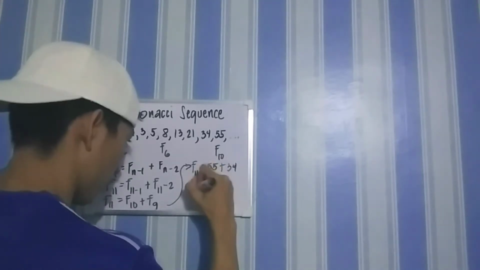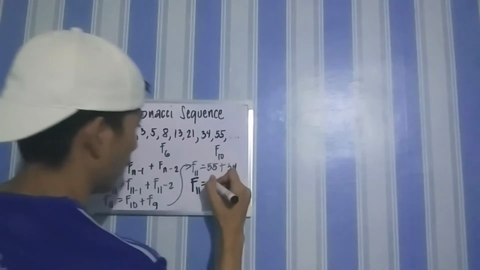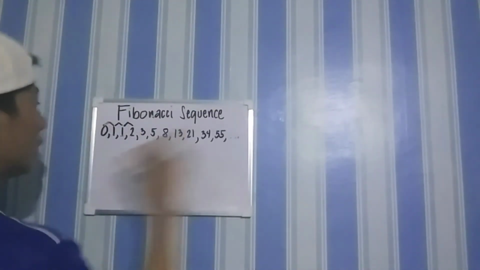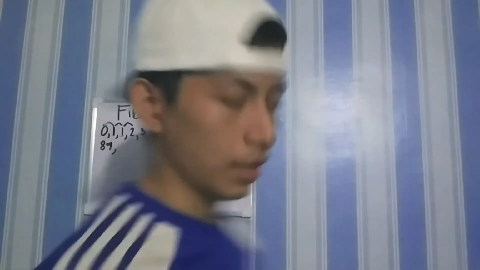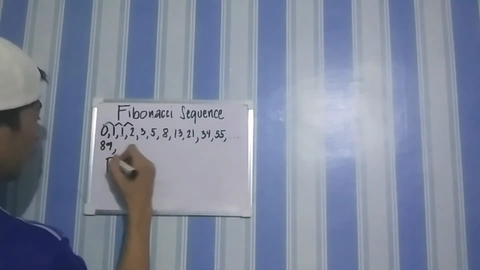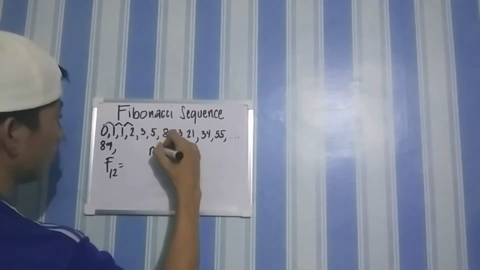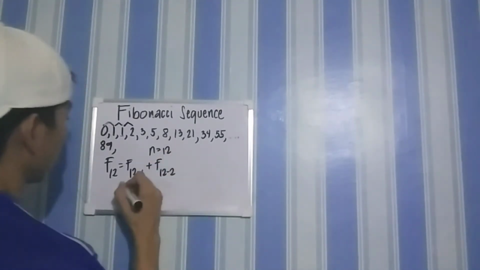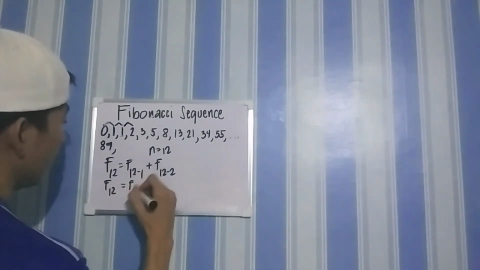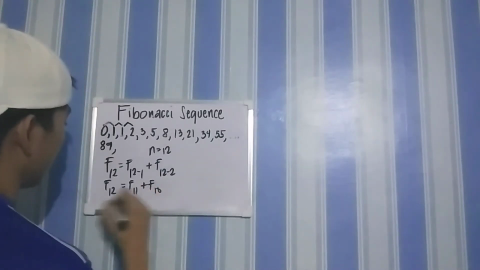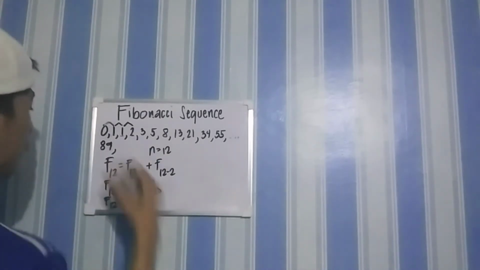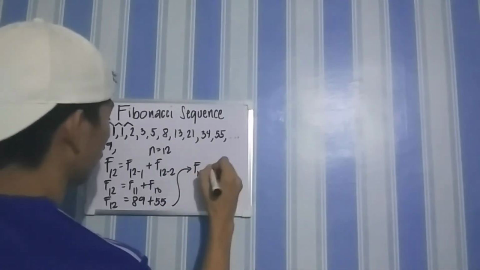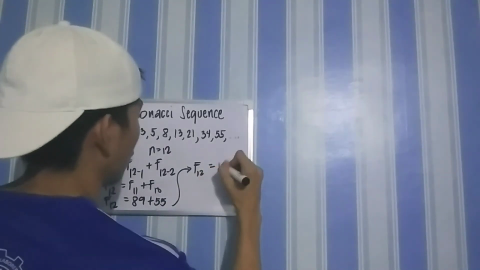So our f sub 11 is equal to 89. So our f sub 11 now is equal to 89. So let's say we're looking for f sub 12. Our n is equal to 12. F sub 12 is equal to f sub 12 minus 1 plus f sub 12 minus 2. F sub 12 is equal to f sub 11 plus f sub 10. F sub 12 is equal to f sub 11, which is 89, plus f sub 10, which is 55. Our f sub 12 is equal to 144.